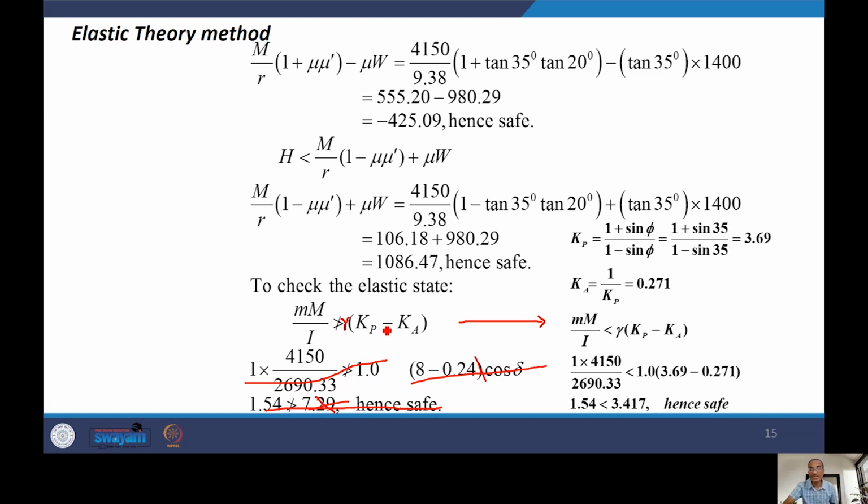Now to check the elastic state, the M by I, that is moment of inertia divided by I, should not be greater than gamma into Kp minus Ka. This quantity should not be greater than that. That means this quantity should be less than this value.